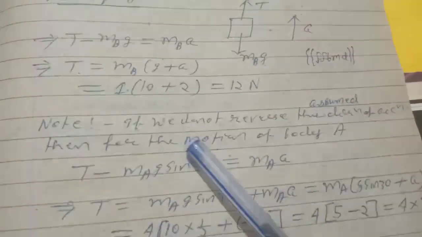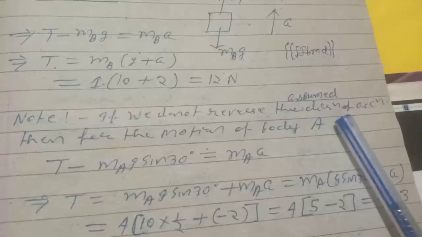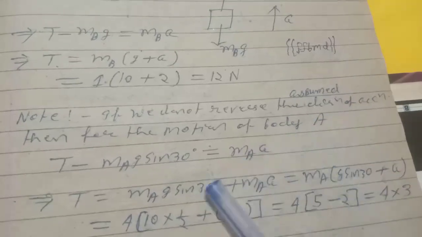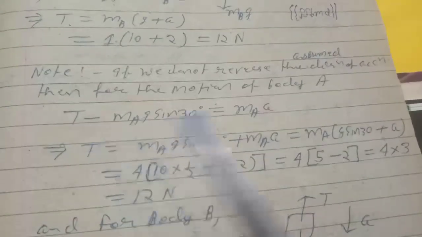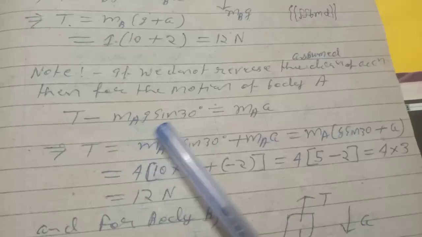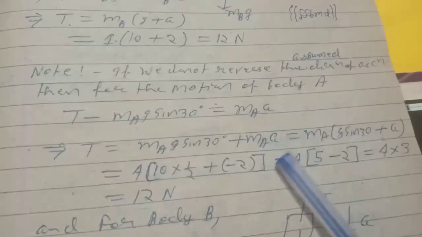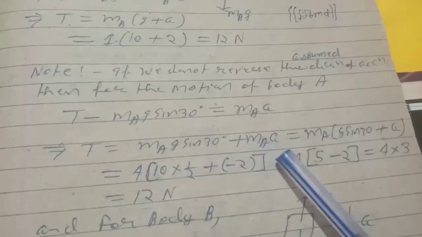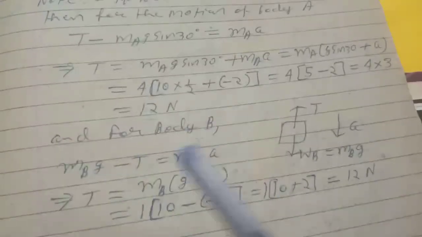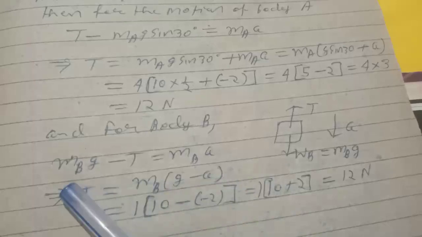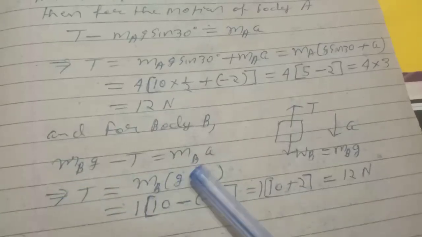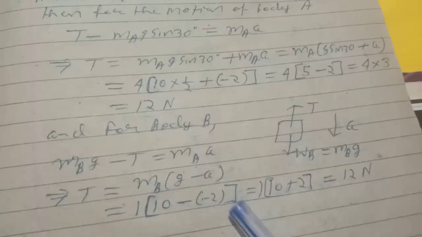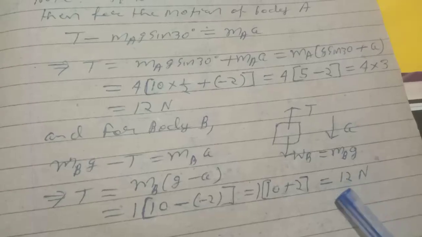Note, if we do not reverse the assumed direction of acceleration, then for the motion of body A this equation will be T minus MA into g sin 30 equal to MA into a, and T equals MA into g sin 30 plus MA into a, that is MA into g sin 30 plus a, equals 12 Newton. And similarly for body B, we get MB g minus T equals MB into a, and from this T comes out to be 12 Newton.